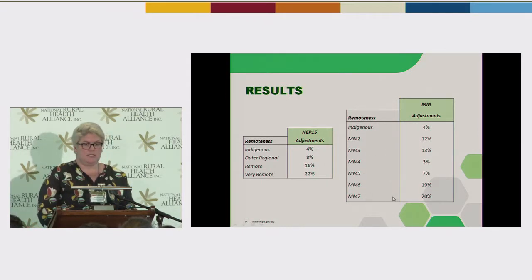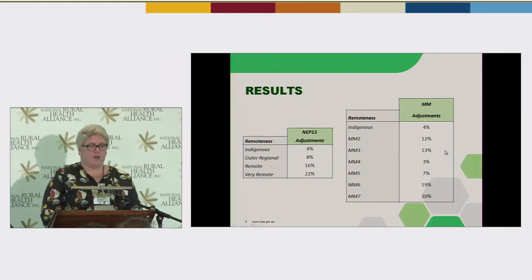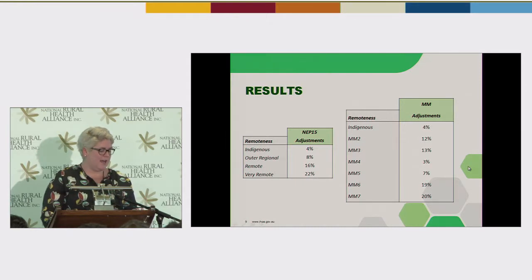6 and 7 are the standard remote and very remote, and then we've got the split for inner and outer regional, which is Modified Monash 2 to 5. And it actually turned out that Modified Monash 2 and 3, with the larger populations, required higher adjustments than Modified Monash 4 and 5. So I guess this just illustrates that Modified Monash wasn't necessarily a classification that was developed to be applied at a hospital level, it's more to do with the primary health workforce, so it doesn't necessarily make sense in this application.